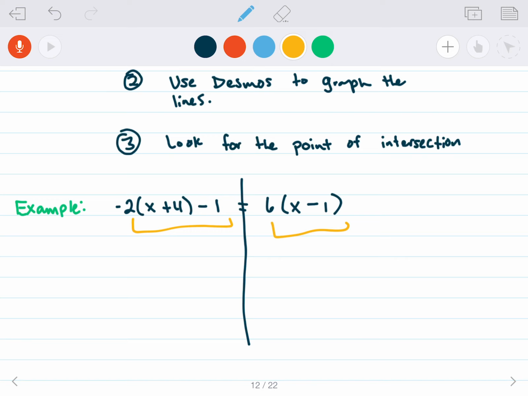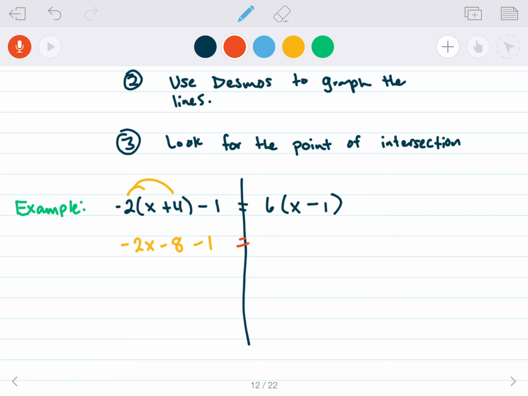I could have, because they're still like terms. So what I'm going to do is simplify both sides independently of each other without moving anything across the equal sign. To do that on the left side, I'm going to use the distributive property first. Negative 2 times x is negative 2x. Negative 2 times 4 is negative 8, and I still have that negative 1 at the end.